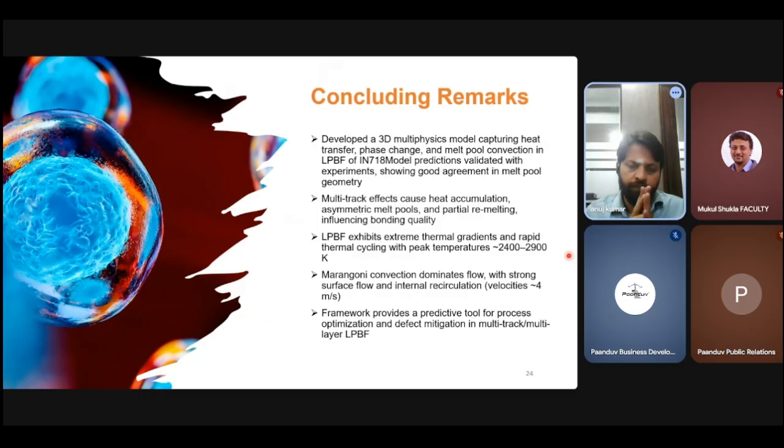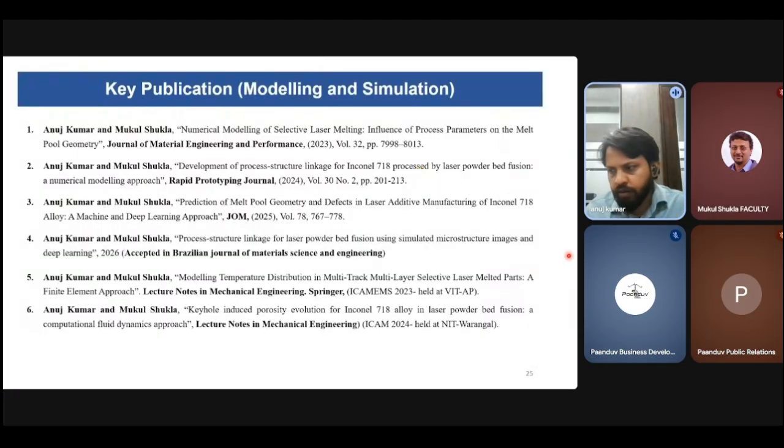nature of the LPBF. Apart from this niche study on multi-track nature, under the guidance of Professor Mukul Shukla, we have published a few studies that are dedicated to the modeling part of additive manufacturing. The first study is focused on the melt pool, the second study is focused on microstructure modeling, and the third study is a combination of finite element modeling of melt pool, and using that data to apply deep learning and machine learning in additive manufacturing.